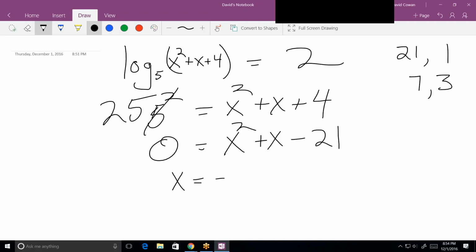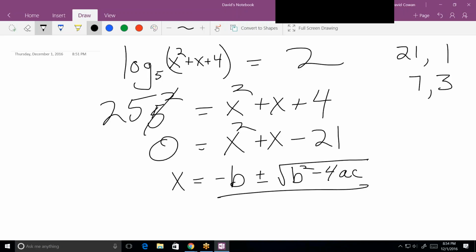Negative b plus or minus the square root of b squared minus 4ac. Close. B squared minus 4ac, all over 2a. Correct? Okay.